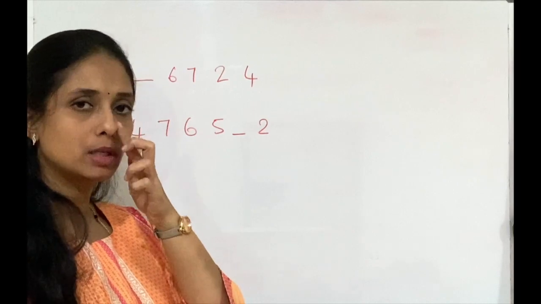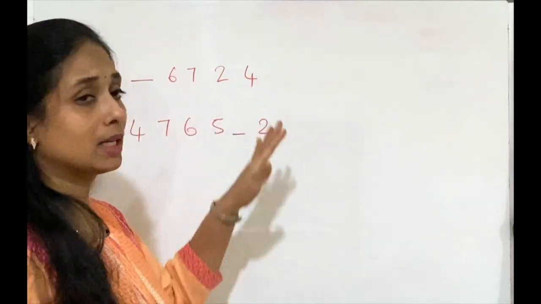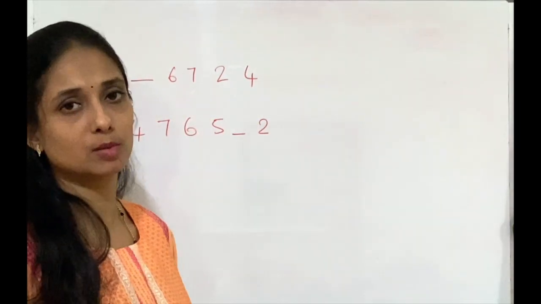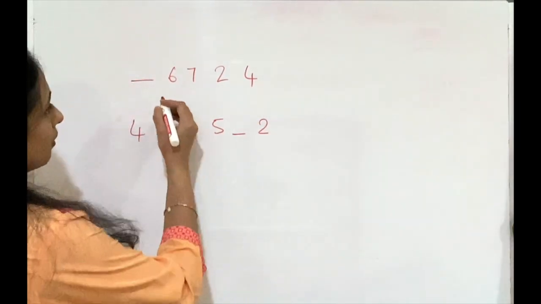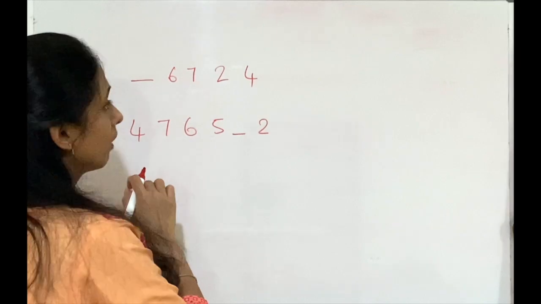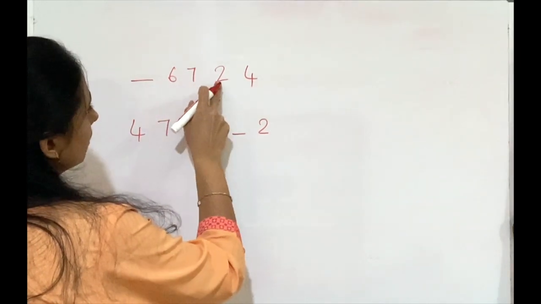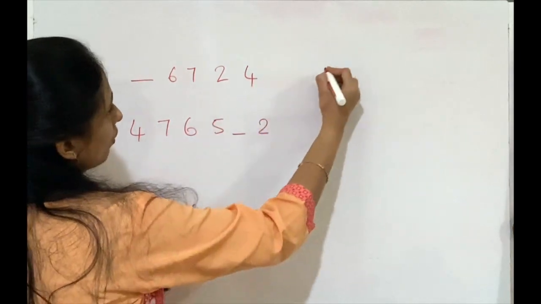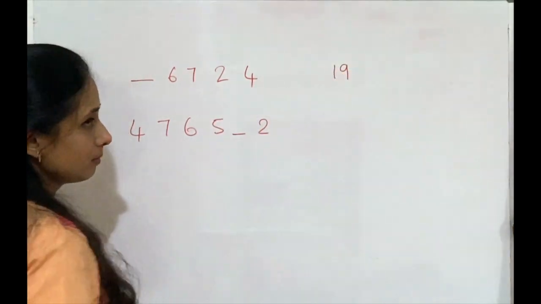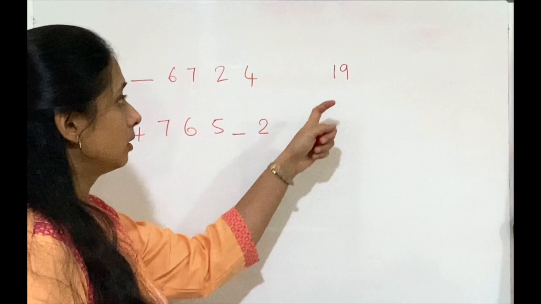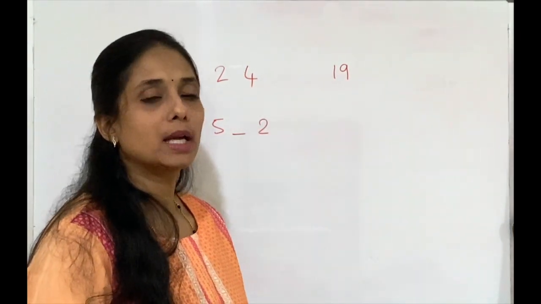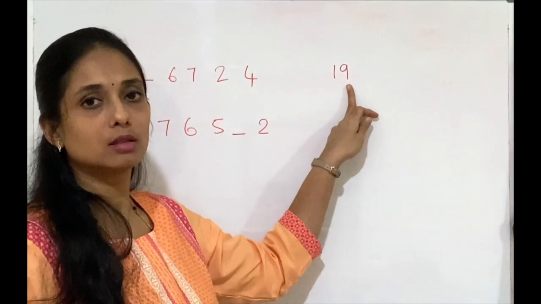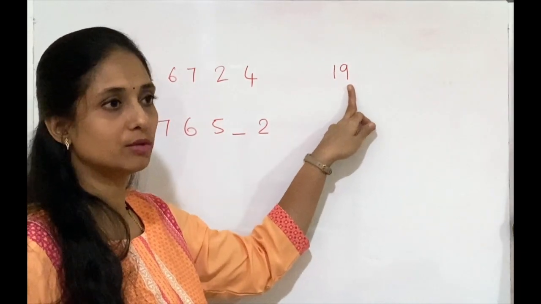So what is the divisibility rule of 3? You have to add the digits. If the sum is divisible by 3, then this number will be divisible by 3, right? So first let us add the digits which are already given. 6 plus 7, 13. 13 plus 2 is 15. 15 plus 4, you are getting 19. So for this number to be divisible by 3, you should have the sum as any number that you find in the multiplication table of 3, right?